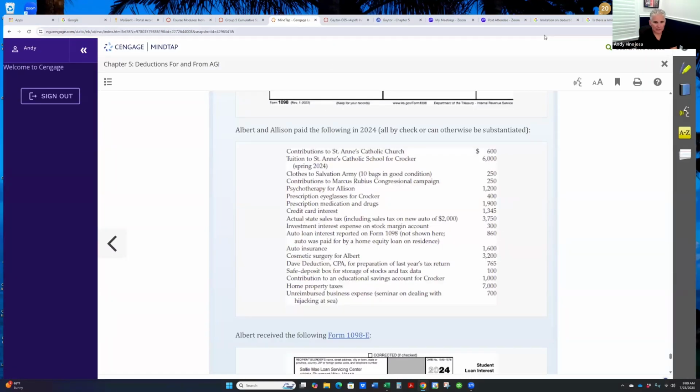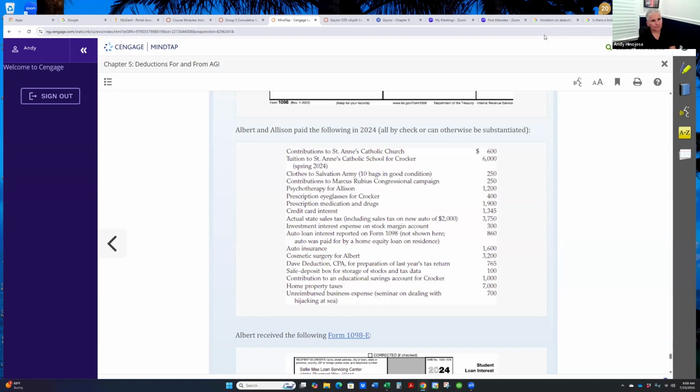The next item listed is contributions to Marcus Rubio's congressional campaign. Generally speaking, contributions to congressional campaigns or any political campaign is not deductible. So we can ignore the Marcus Rubio congressional campaign contribution.